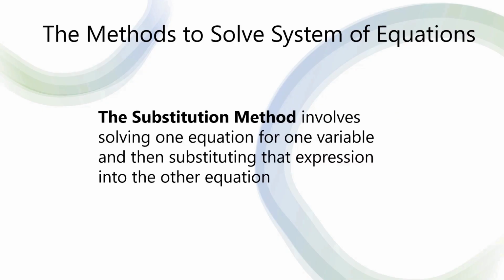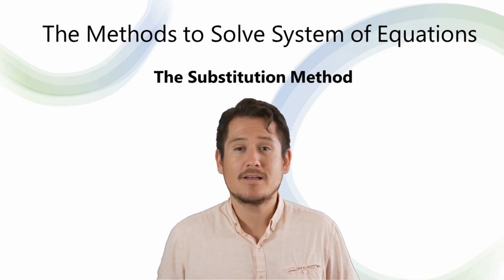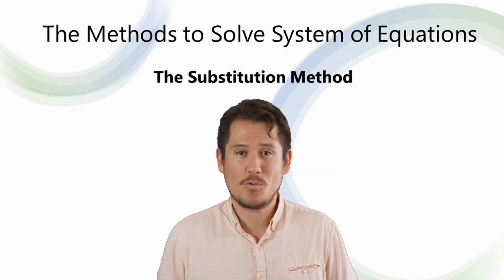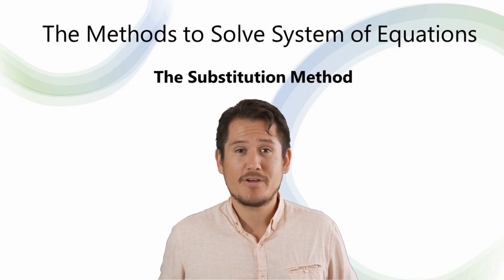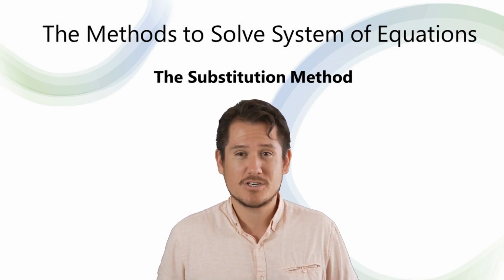1. Substitution method. The substitution method is a technique used to solve systems of equations by solving one equation for one variable and then substituting this expression into the other equation. This method is particularly useful when one equation is already solved for a single variable, making it easy to substitute that expression into the second equation.